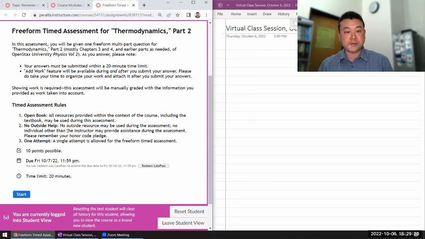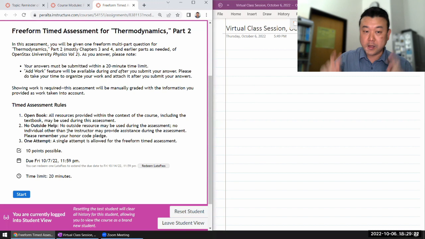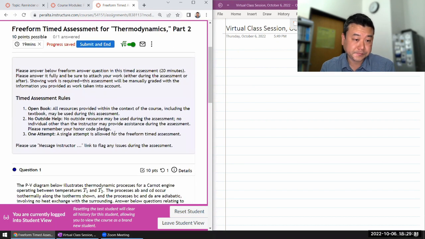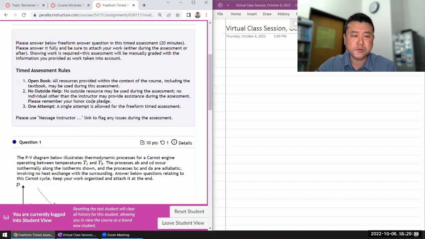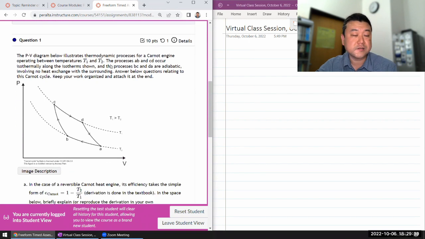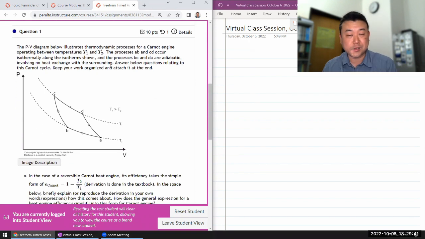20 minutes is a tight amount of time. Even me, I don't have a lot of time to waste explaining. So I'll start. I look at the clock so that I know what to watch out for, and go. Same rules as multiple choice: open book, no outside help, and so on. The one thing that's different is it's only one attempt, because things that are manually graded, like multiple attempts, are annoying to deal with. Annoying for me, probably not for you.